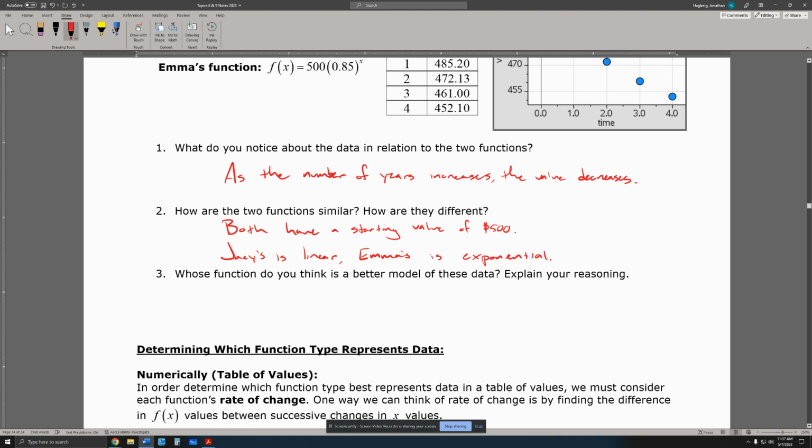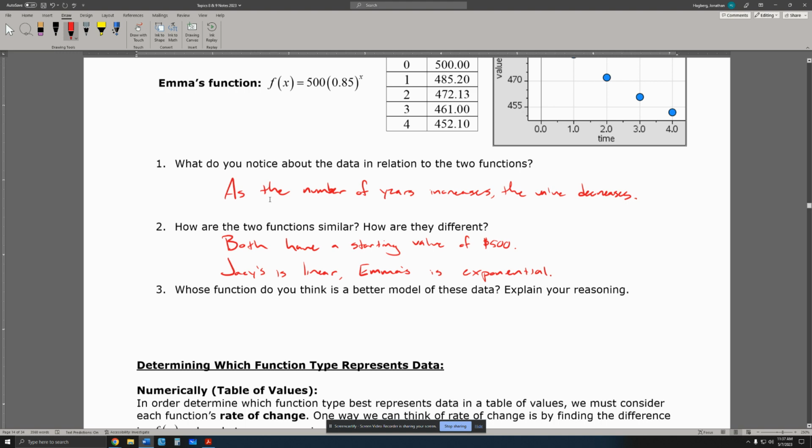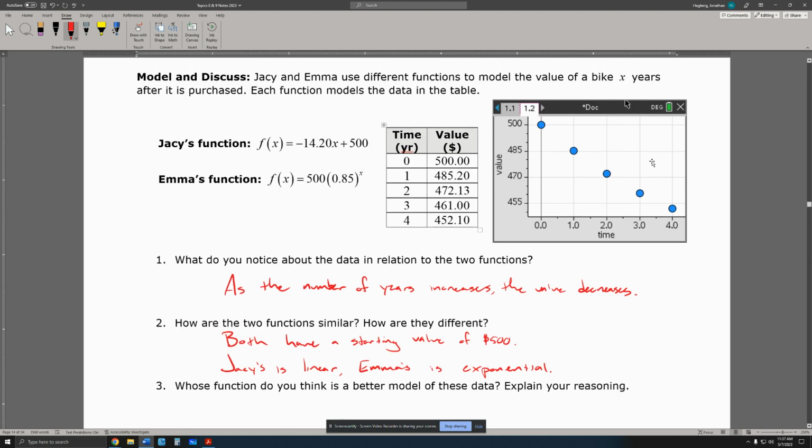Okay. So whose function do you think is a better model of these data? Explain your reasoning. Well, let's take a look. I can see from the graph that this looks like it might be curving a little bit, but otherwise it looks pretty straight. I bet if we were to draw a line of best fit, then this would look closer to a linear function, JC's function.